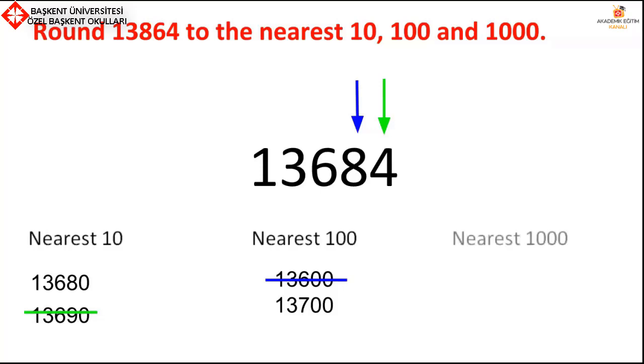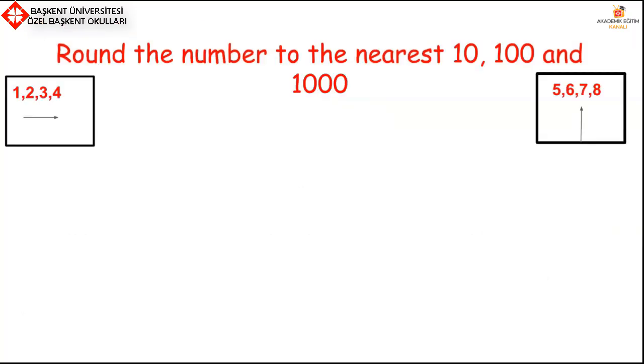And finally, we're going to look at the nearest 1,000. So is it going to be 13,000 or 14,000? So of course, the 3 is in the thousands, so we're going to look at the 6. The 6 means that we're going to go up. So instead of 13,000, we're going to go up to the next 1,000. So the answer, of course, is going to be 14,000.